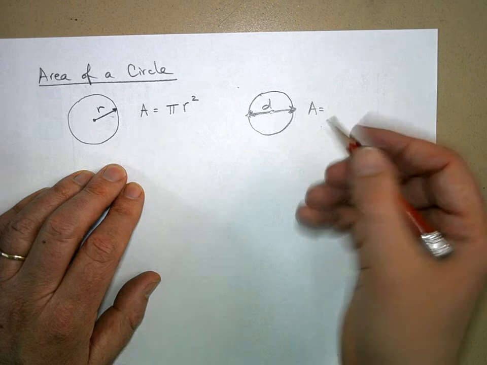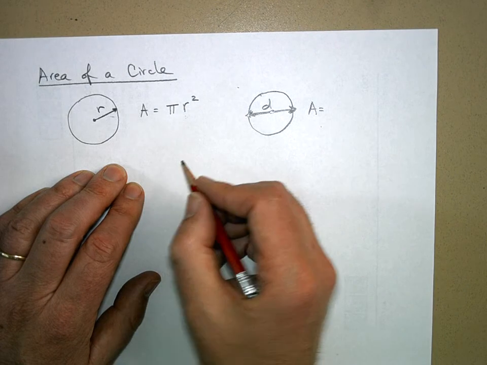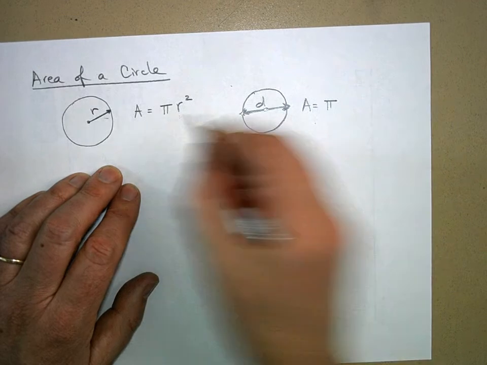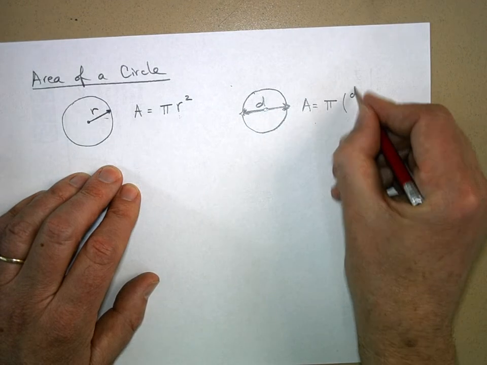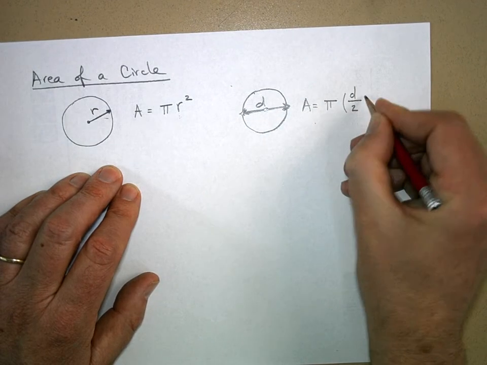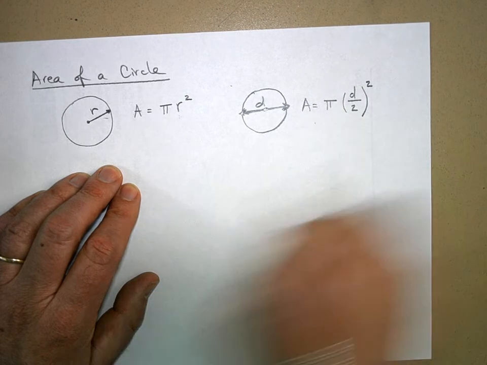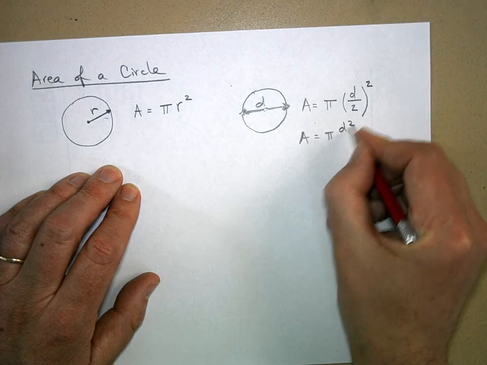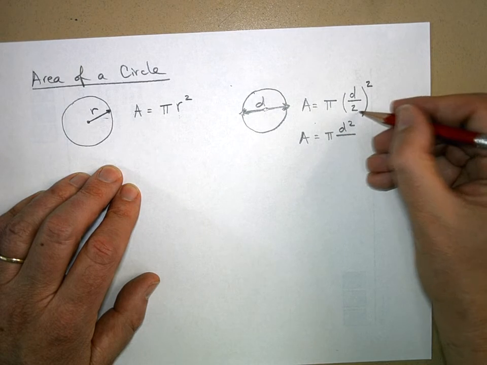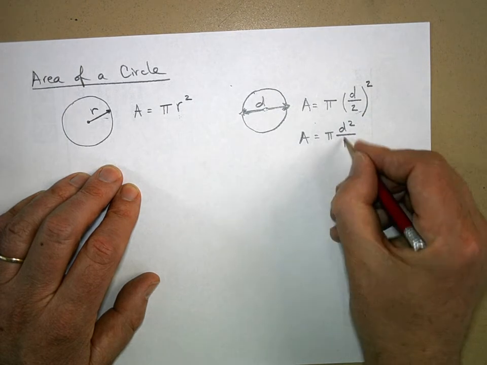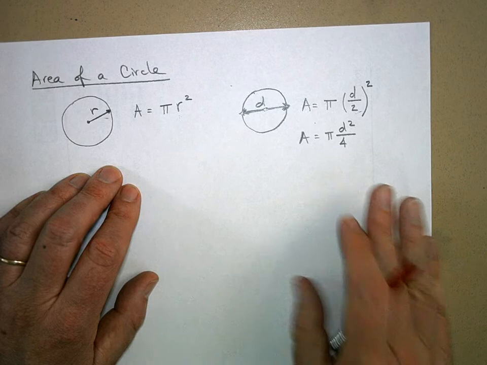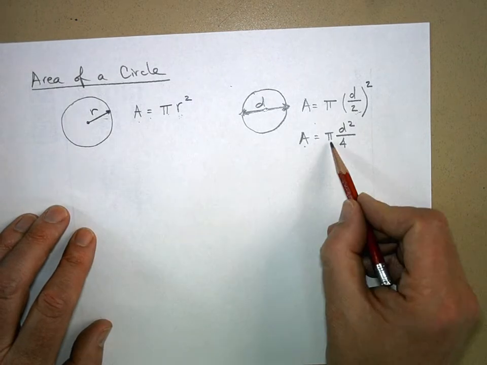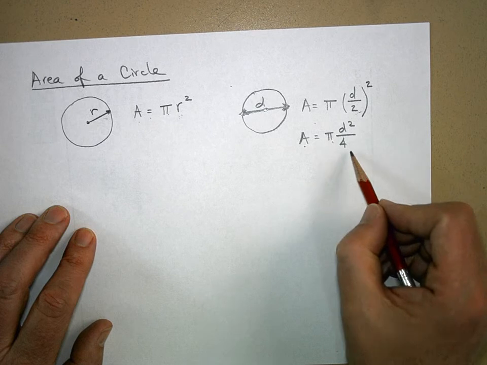So really, you could say the area is equal to pi r squared. Well, r is the diameter divided by 2, and then you have to square that. That's going to be the diameter squared divided by, well, what is 2 squared? It's 4. So sometimes you'll see the area of a circle written as area equals pi r squared, or area equals pi times the diameter squared divided by 4.